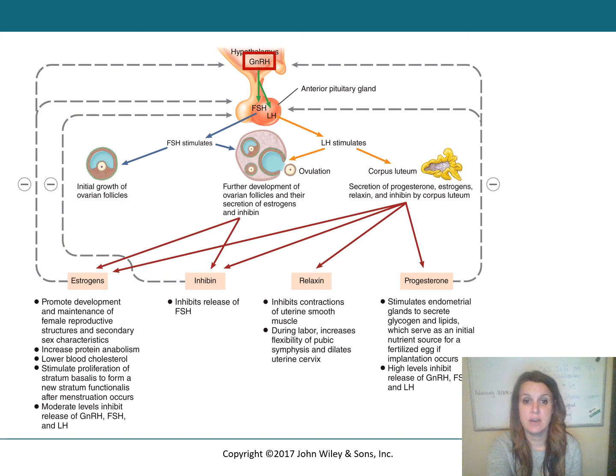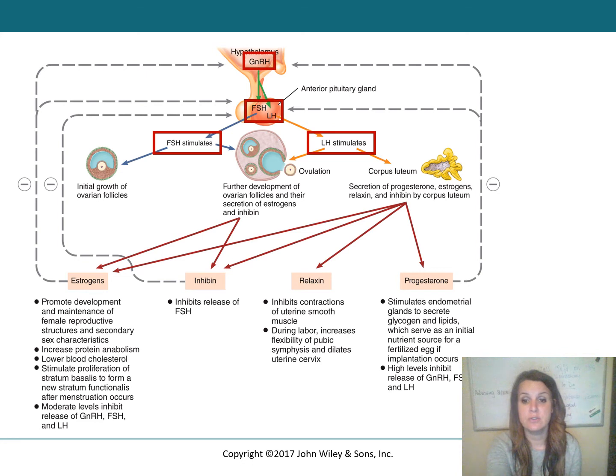So first we need to point out that GnRH, gonadotropin-releasing hormone, is released from the hypothalamus, and this stimulates the anterior pituitary to release follicle-stimulating hormone and luteinizing hormone. So FSH stimulates initial growth of ovarian follicles, but it also stimulates further development of ovarian follicles and the secretion of estrogen and inhibin. LH is going to continue to do that, but it's also going to help with the corpus luteum, where the corpus luteum is going to secrete progesterone, estrogens, relaxin, and inhibin.